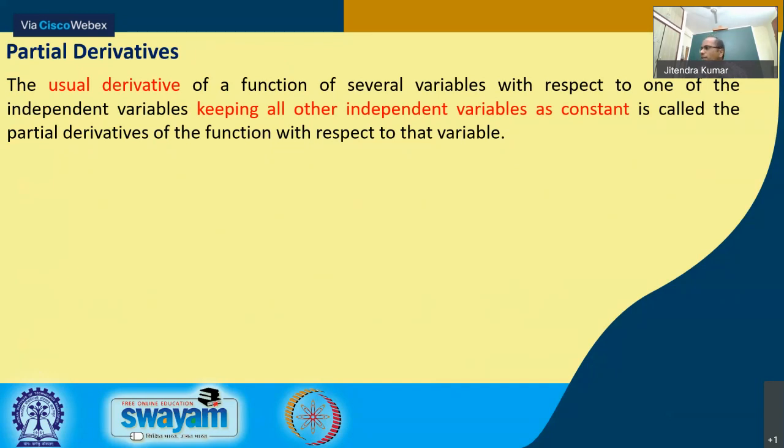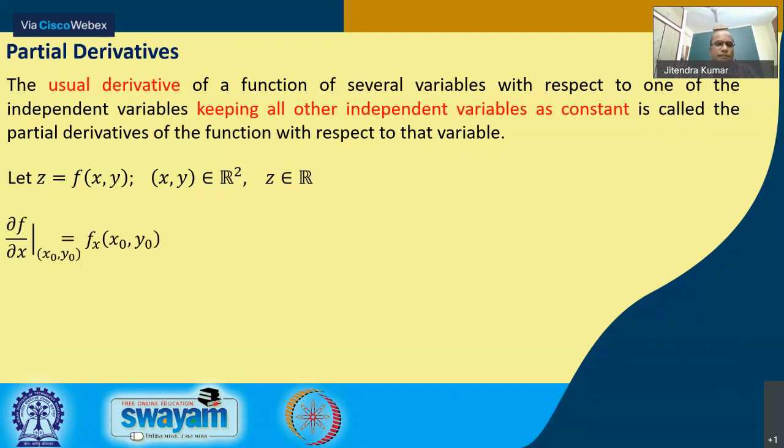So the concept of partial derivative is very much the same as the concept of the derivative of a single variable function. And in this case, for instance, we are talking about a function of two variables x and y. So we can treat one as constant. If we are talking about partial derivative with respect to y, you treat x as constant and do the usual derivative which we know from the function of one variable.